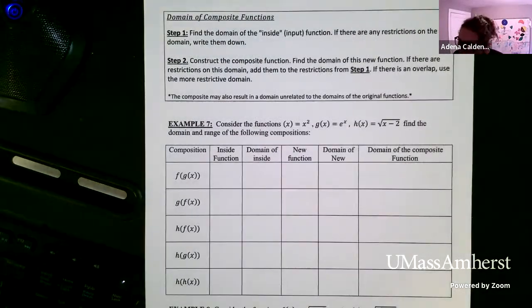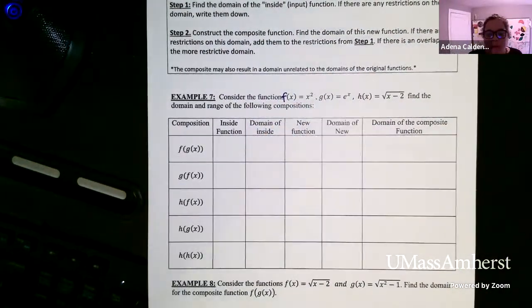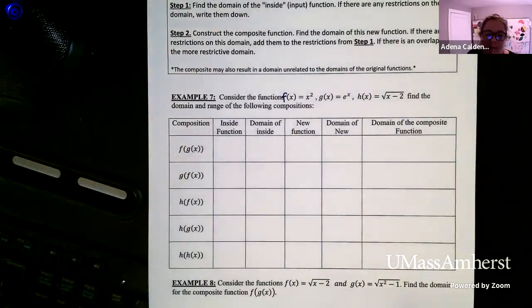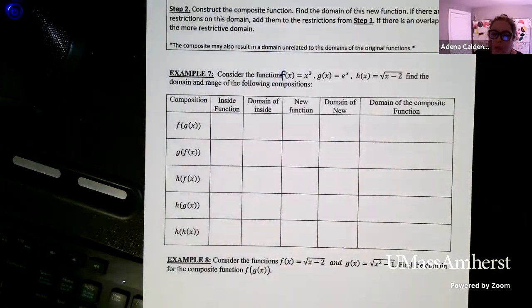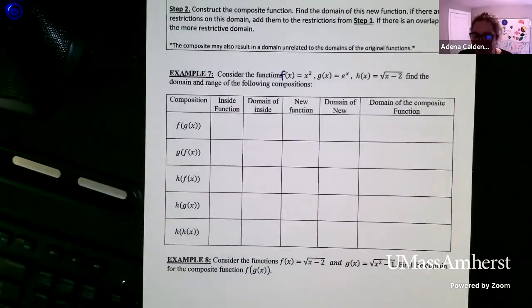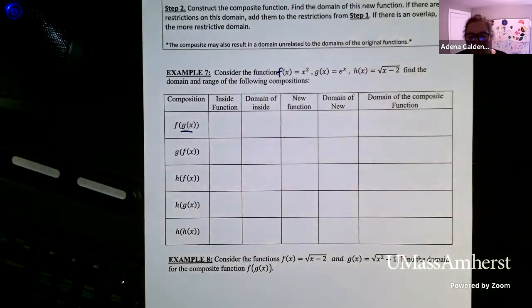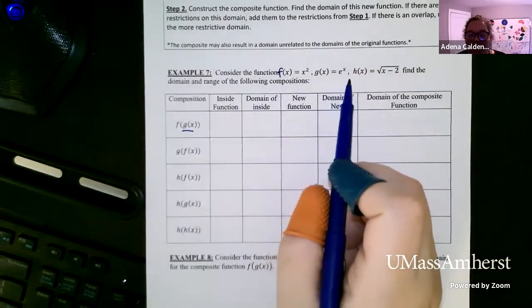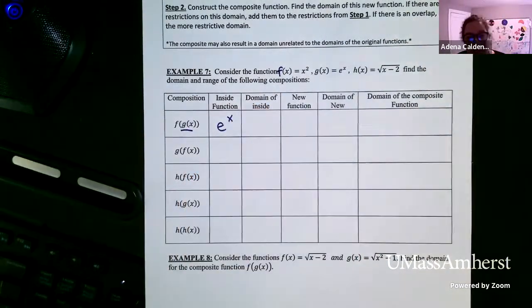So same functions we were working with before. Oh, my f disappeared. So f of x equals x squared, g of x equals e to the x, h of x equals the square root of x minus 2, and we want to find the domain and range for the composite functions. So again, the first thing we want to do is think about the composite function that we're finding, and we want to start by considering the inside function. So g of x is the inside function for this f of g of x. So g of x here is e to the x. So the inside function is e to the x.